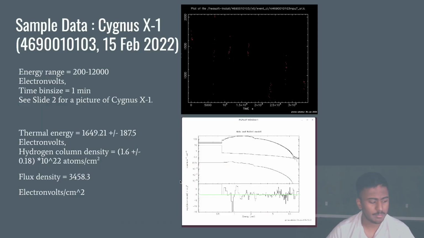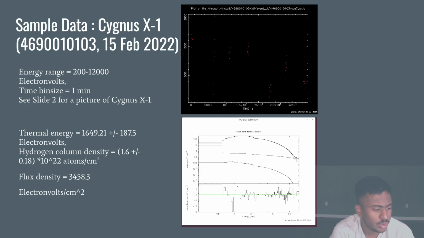Now here is some sample data. Cygnus X-1. The energy range is 2 to 12,000 electron volts, the time bin size is 1 minute for the light curve, and we have that for all our sample data. We have the light curve up top. Then the thermal energy emitted is 1649.21 plus or minus 187.5 electron volts, and that's a measure of the temperature of Cygnus X-1.